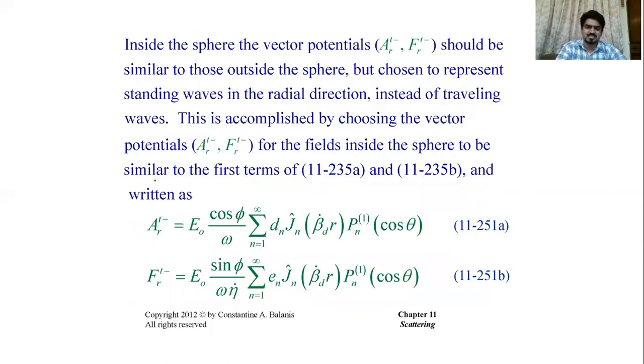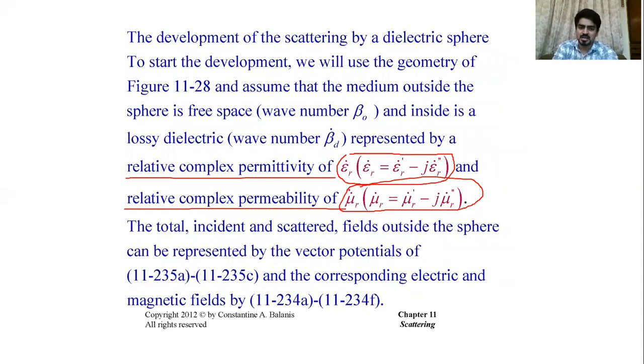When we look at these expressions, the vector potentials A and F inside the sphere, A_T minus and F_T minus, basically they will have something like this, where your capital J with a hat represents the Schelkunoff spherical Bessel function of the first kind. And again, this beta with the dot on top represents that it has a loss mechanism. That beta comes from this loss mechanism, epsilon_r dot and mu_r dot.